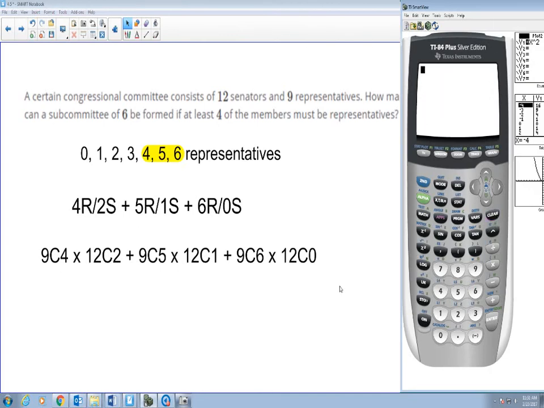Alright, so let's type this in. I'm going to do it separately again. I'm going to do 9 choosing 4 times 12 choosing 2. 16632. 9 choosing 4, followed by 12 choosing 2. Senators.